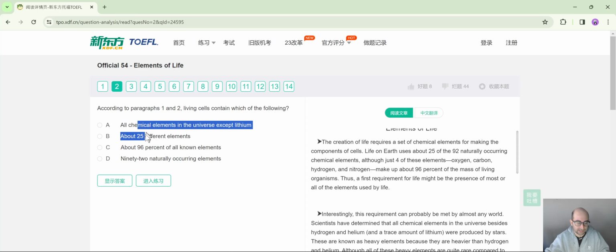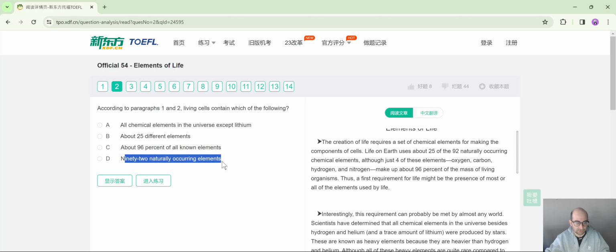Let's see if we can find anything already. All chemical elements in the universe except lithium. No, I didn't read that anywhere. Doesn't make sense. About 25 different elements. Yep. About 96% of all known elements. I didn't see that yet. And 92 naturally occurring elements. Okay. So if we're not sure, we'll keep going. So we already eliminated A and we already eliminated D because they said 25 out of 92. But maybe this 96 is tempting. We didn't see it yet, so just read a little bit further just in case.